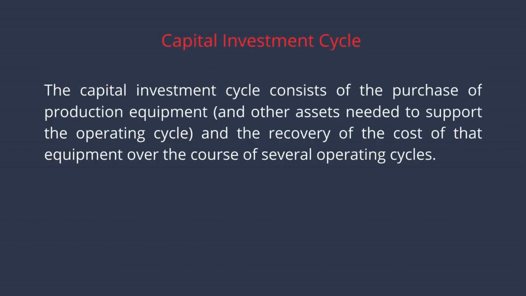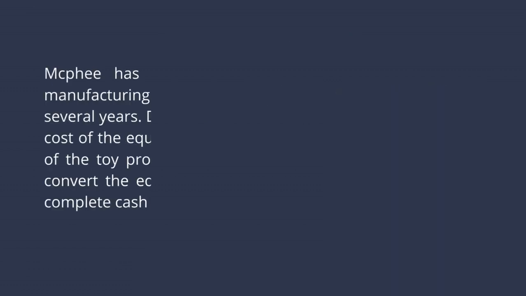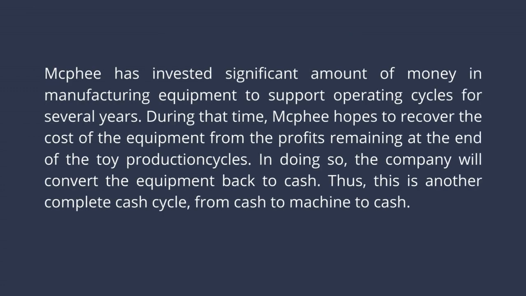Capital investment cycle. The capital investment cycle consists of the purchase of production equipment and other assets needed to support the operating cycle, and the recovery of the cost of that equipment over the course of several operating cycles. McPhee has invested a significant amount of money in manufacturing equipment to support operating cycles for several years. During that time, McPhee hopes to recover the cost of the equipment from the profits remaining at the end of the toy production cycles. In doing so, the company will convert the equipment back to cash.